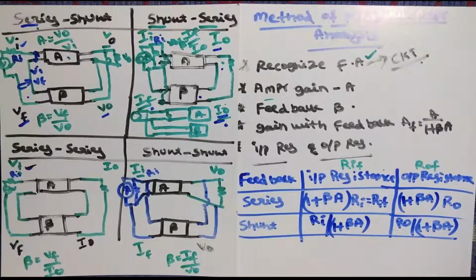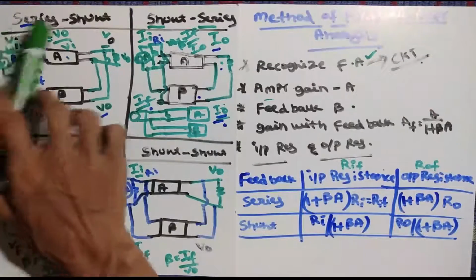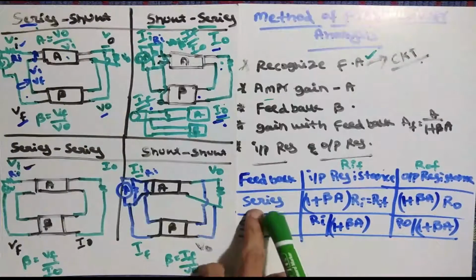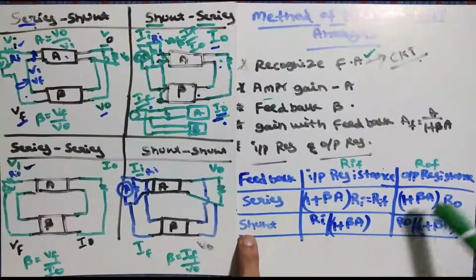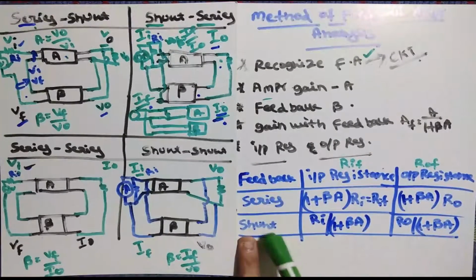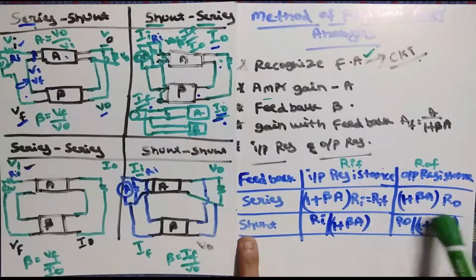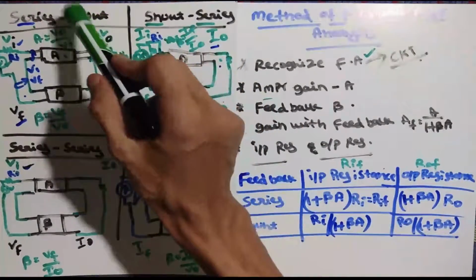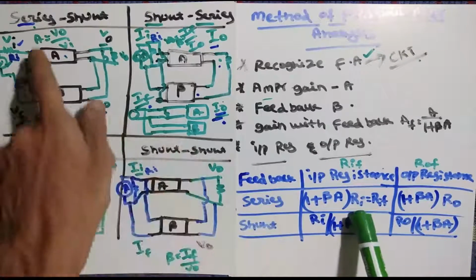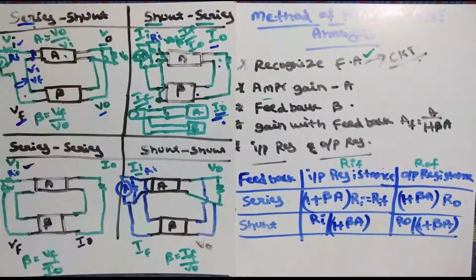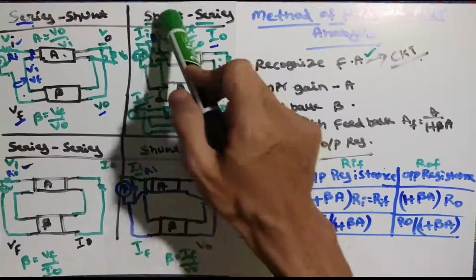So if they ask for this type, series resistance means you have to go for the series input resistance, and here shunt means the shunt output resistance. So R0 divided by (1 plus beta A) is the answer for your series-shunt output, and (1 plus beta A) into Ri is the series input resistance. I hope you are following. In a similar way, you have to do it for all the four.